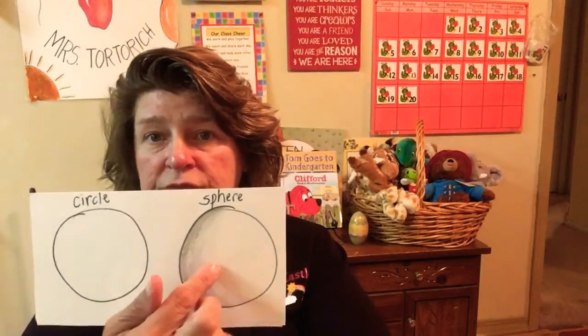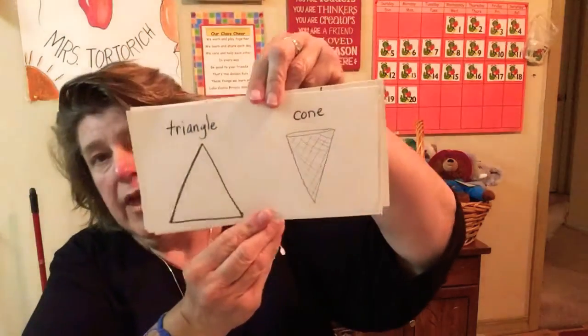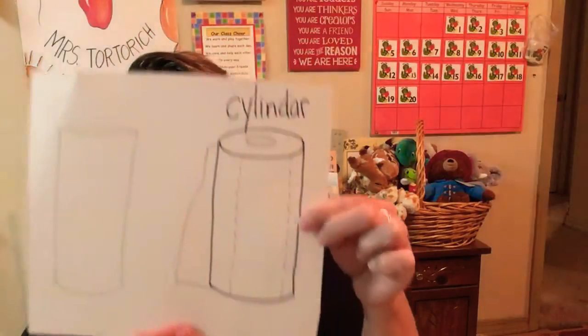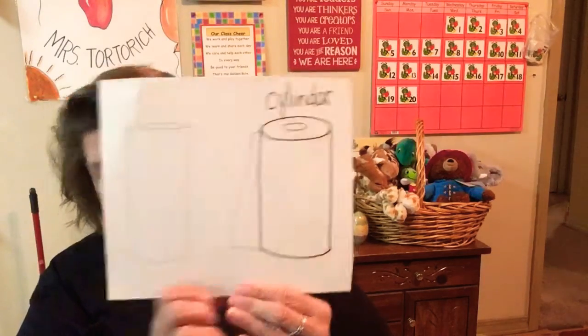Okay? So we have the circle and the sphere, the square and the cube, the triangle and the cone, and then the cylinder shape. That's all. I just wanted to see.